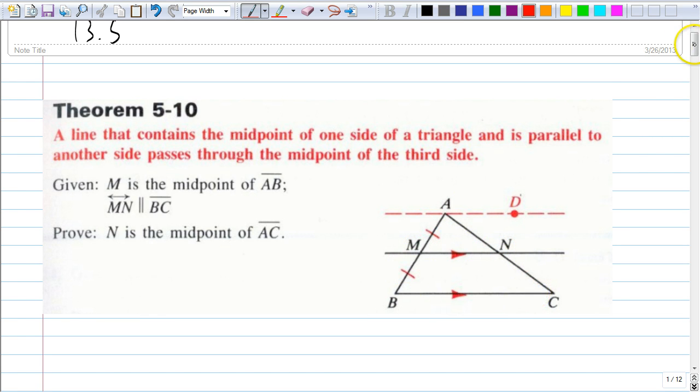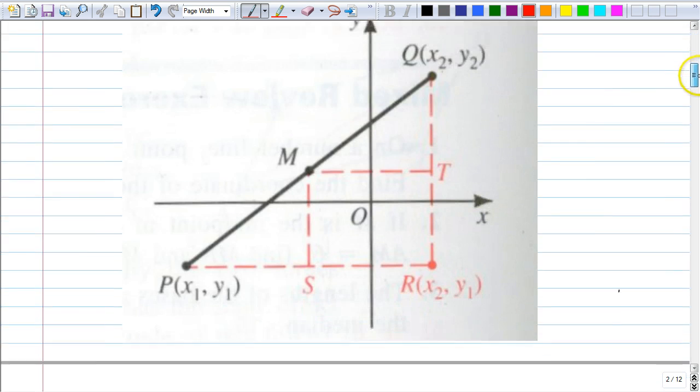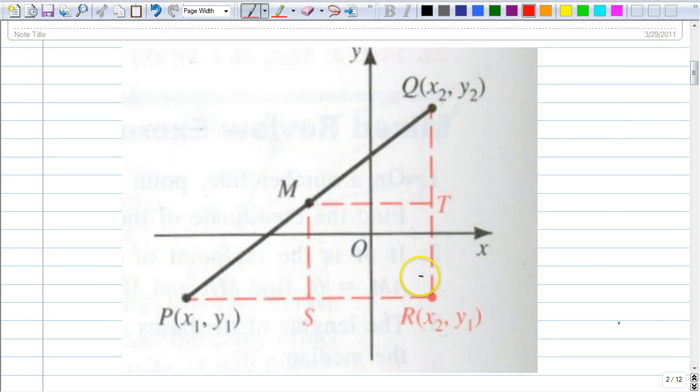So if that's true, let's go back to this triangle. Actually it's a right triangle, isn't it? So look, we said M is the midpoint of PQ, because we want to find the actual ordered pair for M. If M is the midpoint of PQ, look at MT. MT is parallel to PR. So what must T be? The midpoint of QR. So those two segments are congruent.